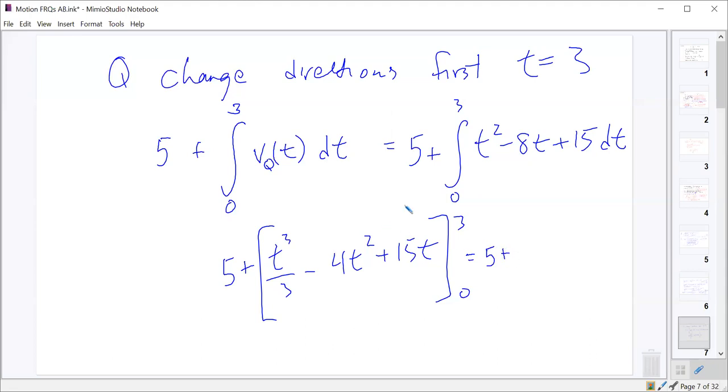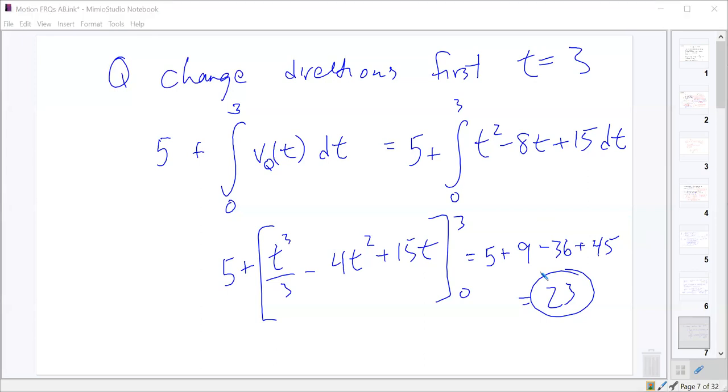Conveniently, when you plug in 0 for your lower limit, those are all 0. So we've just got 5 plus 3 cubed is 27 over 3 is 9, minus 4 times 9 is 36, plus 15 times 3 is 45. So I don't know, what does that come out to be? 23? Hopefully I did that right. Yeah, that was the right arithmetic. Oh, good.